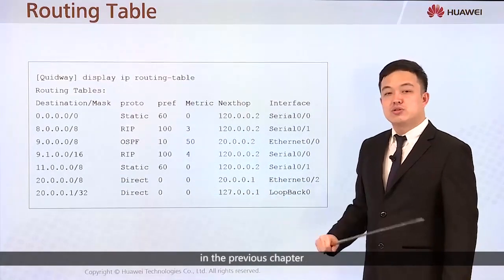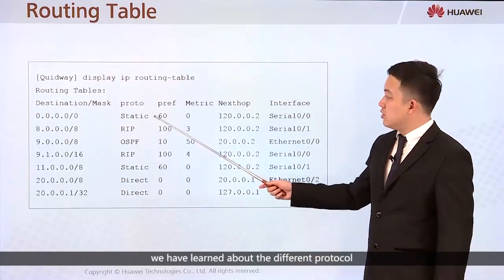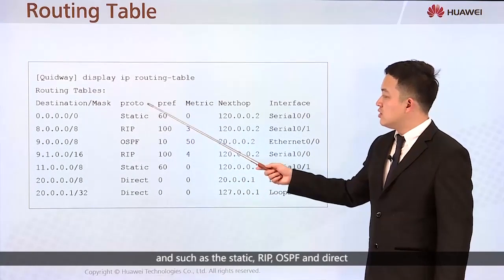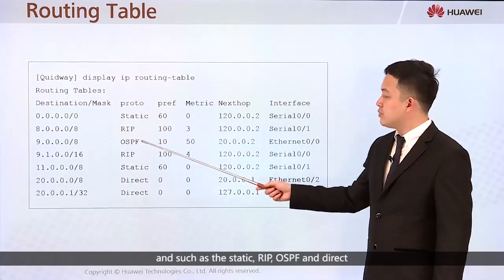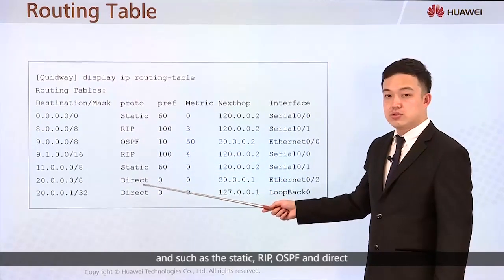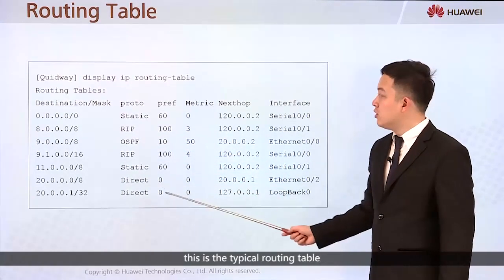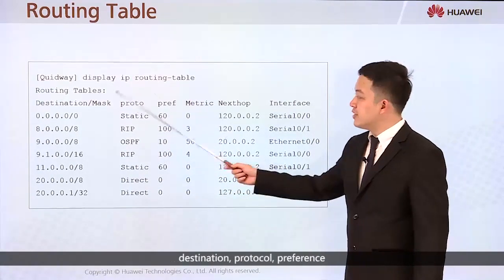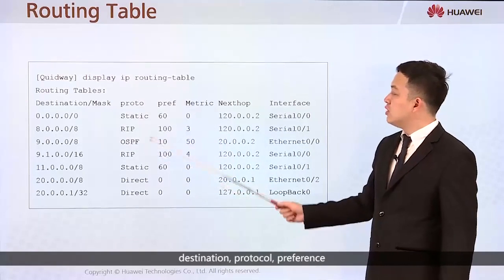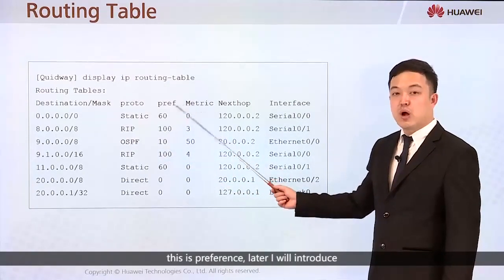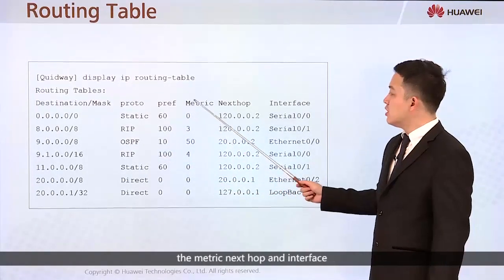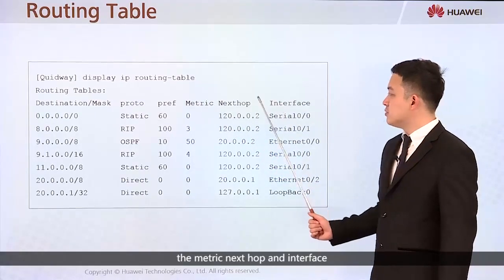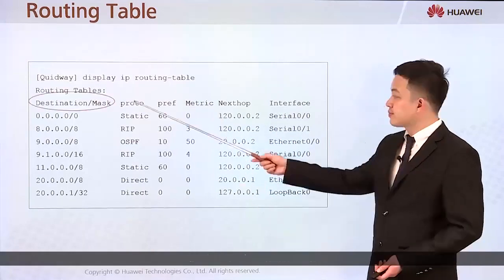In the previous chapter, we have learned about different protocols such as static, RIP, OSPF, and direct. This is a typical routing table. What kind of information is in this table? The destination, the protocol, the preference. Later I will introduce the metric, next hop, and interface. That's all for this information.